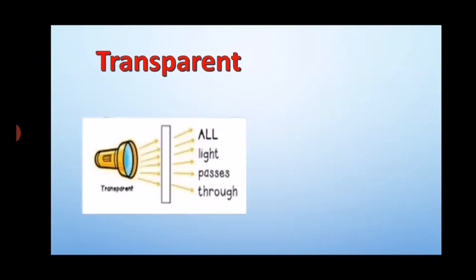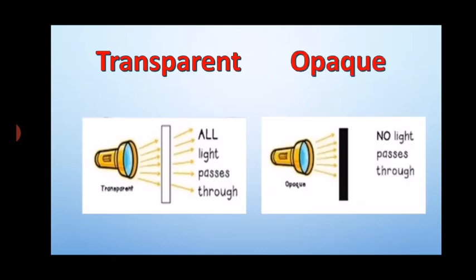Let's look at one more example for transparent. Transparent means all light passes through. If light passes through anything, then that thing is called transparent. When light does not pass through something, then we say it is opaque. Along with the qualities of water, we also have understood what is the meaning of transparent and what is the meaning of opaque.